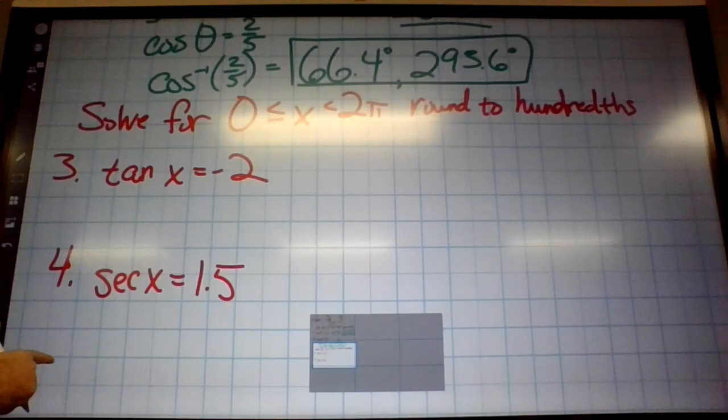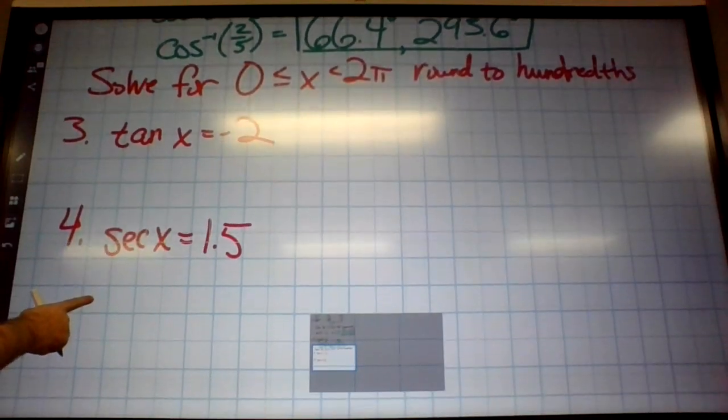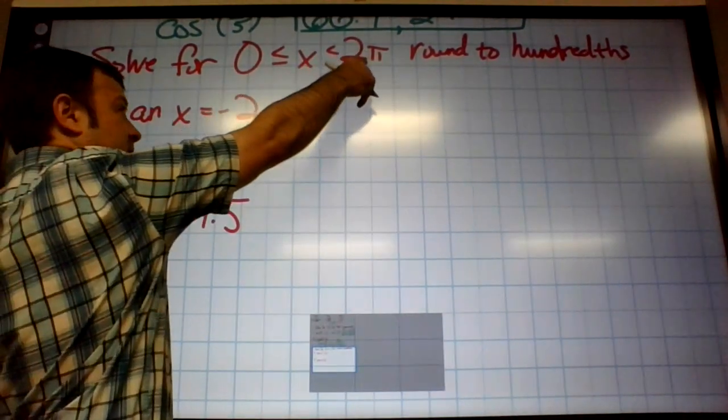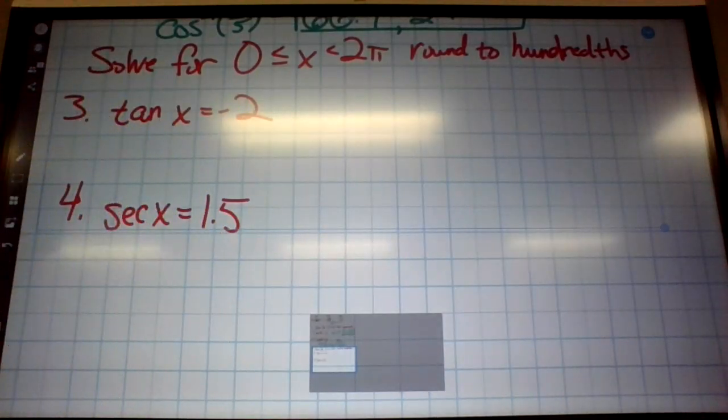Okay, 3 and 4 are the same thing except for what? The 5. Radians. So that means you need to switch your calculator to radians.